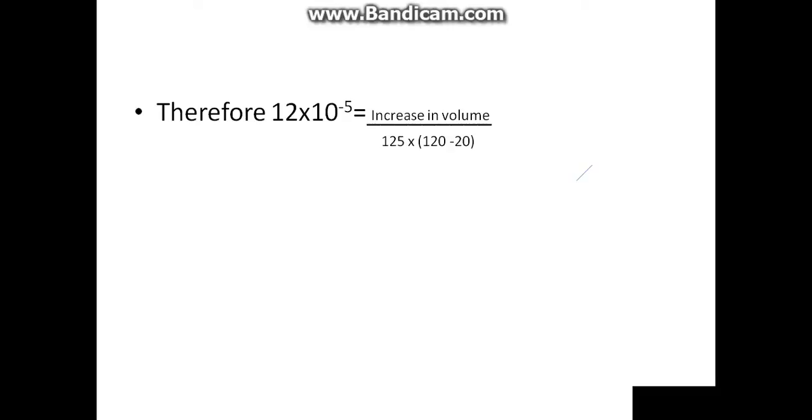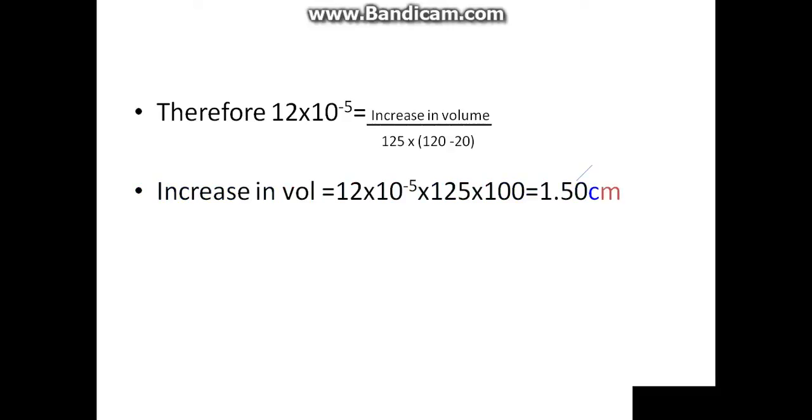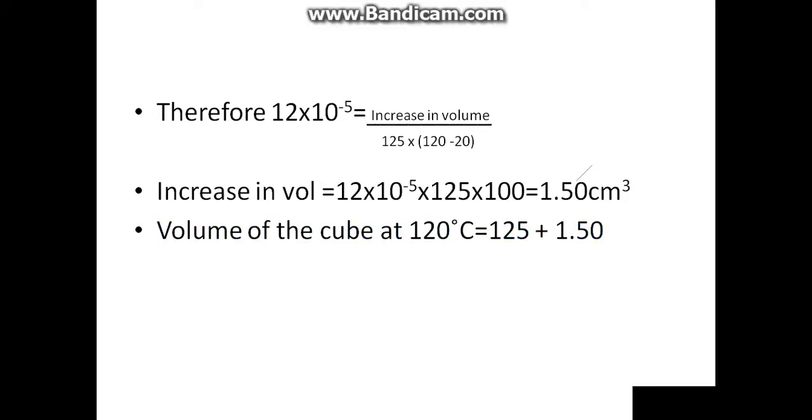Increase in volume is equal to 12 times 10 raised to the power minus 5 times 125 times 100, which gives us 1.50 cm cube. Volume of cube at 120 degrees centigrade is equal to 125 plus 1.50, which gives us 126.50 cm cube.